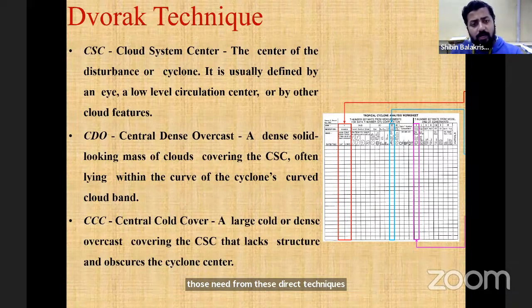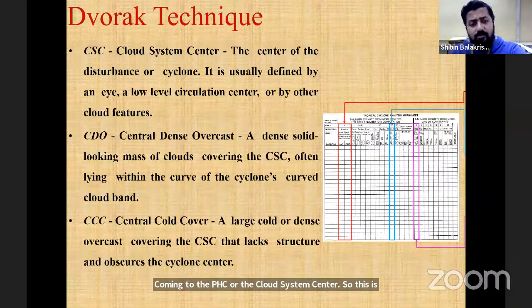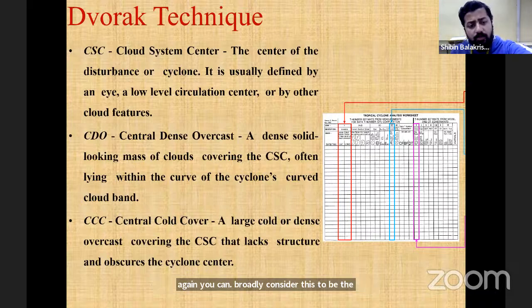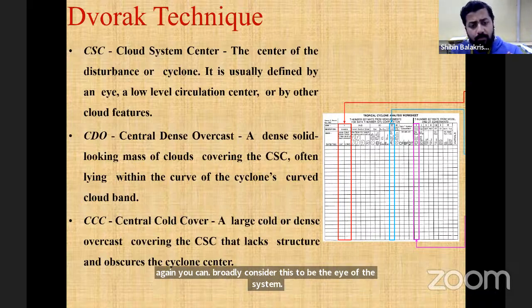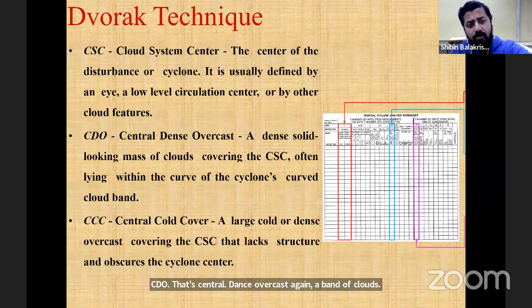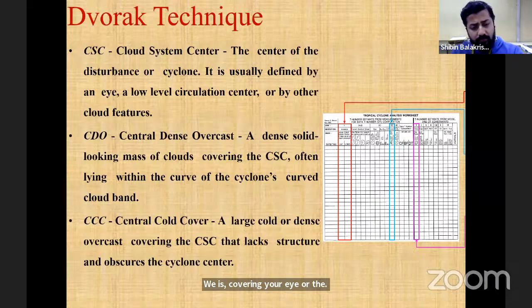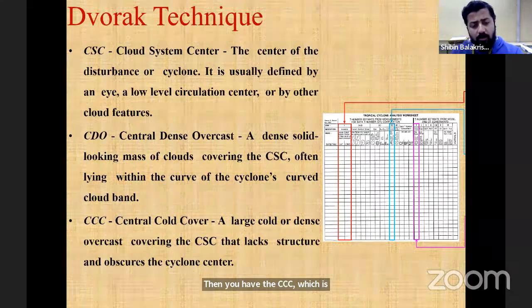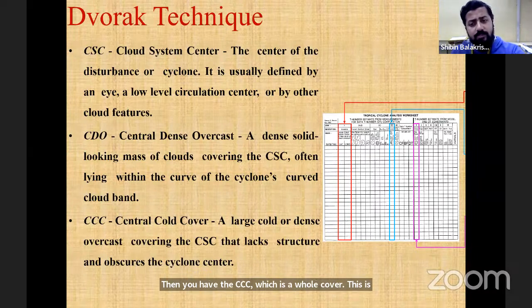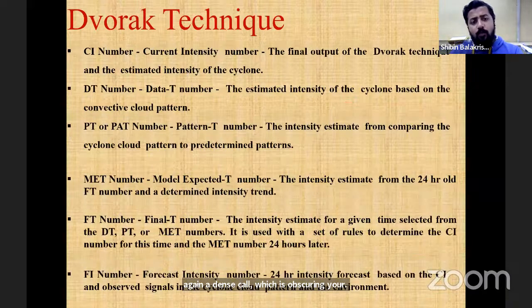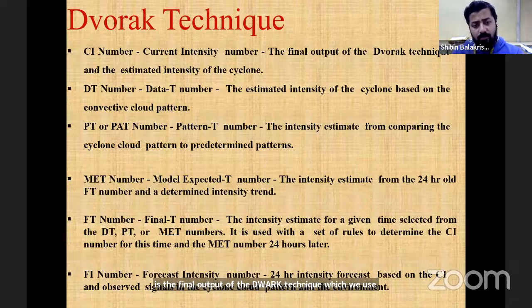Coming to the CSC, or the Cloud System Center, you can broadly consider this to be the eye of the system. The CDO, the central dense overcast, is a band of clouds covering your eye or the whole system, lying within the cyclone band. Then you have the CCC, the central cold cover. This is a dense cloud which is obscuring your cloud system center. Then what is the current intensity? It is the final output of the Dvorak technique, which we use to estimate the intensity of the cyclone.